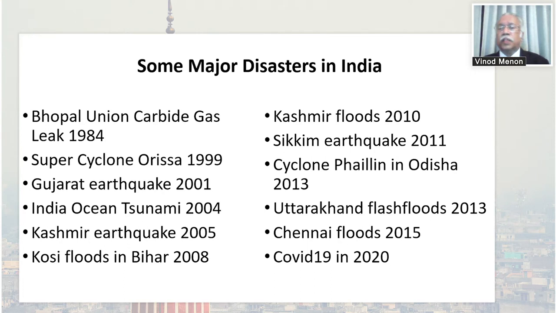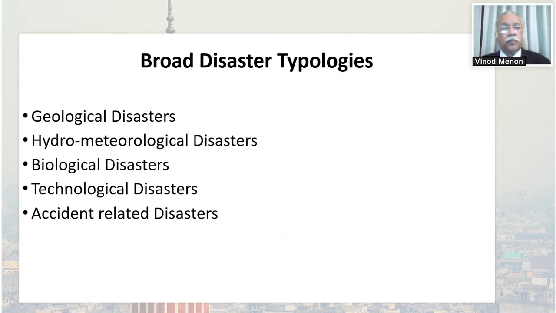a sudden outpouring of massive volumes of water, which started also affecting villages downstream. And the Kashmir floods in 2010, the Sikkim earthquake of 2011, the cyclone Phailin in Odisha in 2013, the Uttarakhand flash floods 2013, the Chennai floods in 2015, and finally the COVID-19, which actually is continuing to have its impact in many parts of the country.